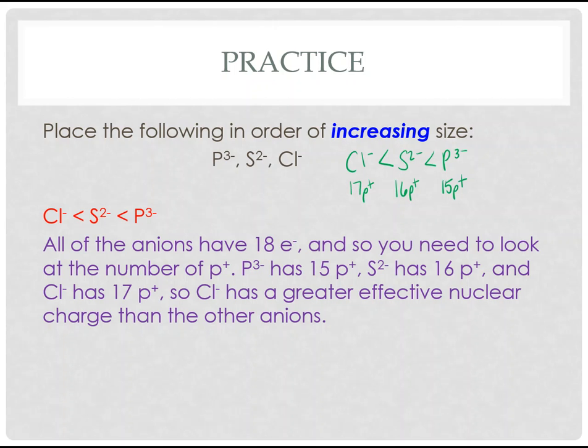The term is isoelectronic. Iso, of course, meaning same, so they have the same number of electrons, and they have the same electron configuration. So chloride, sulfide, and phosphide will all have the same electron configuration as argon.